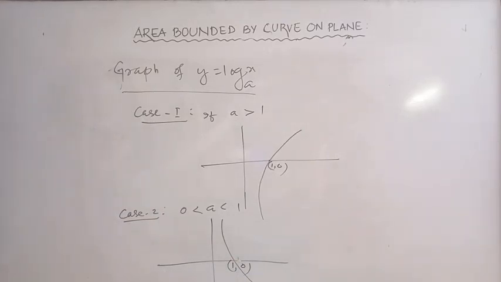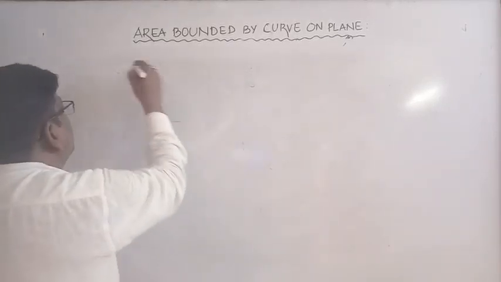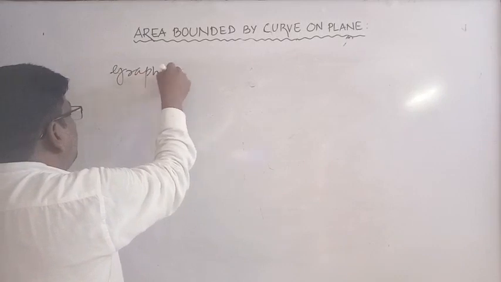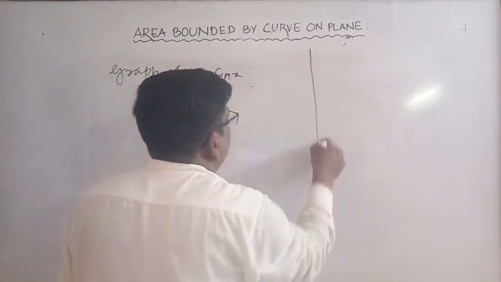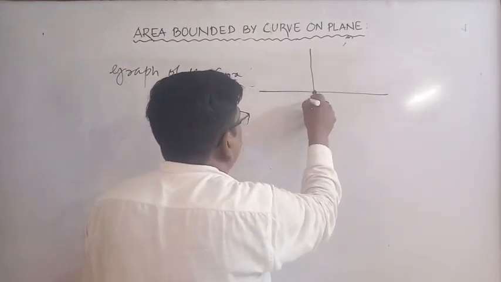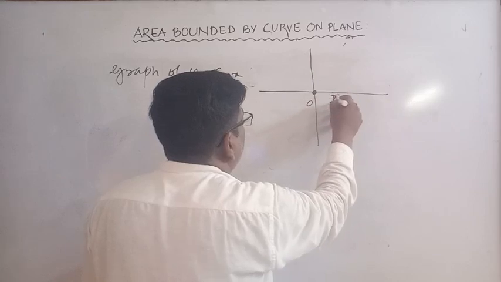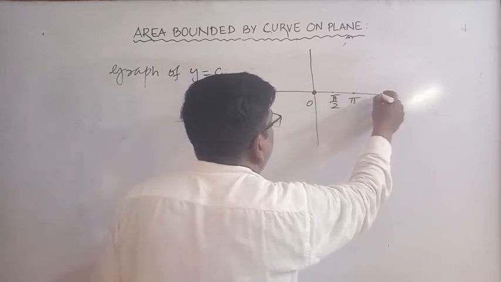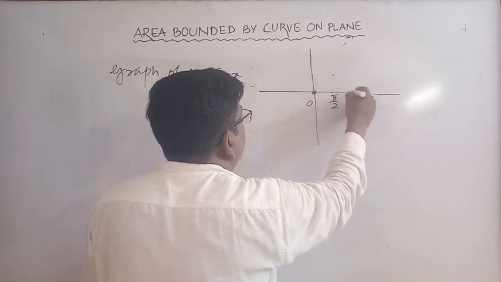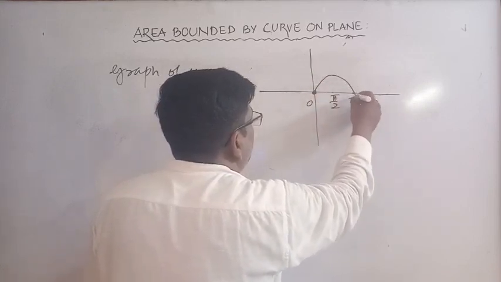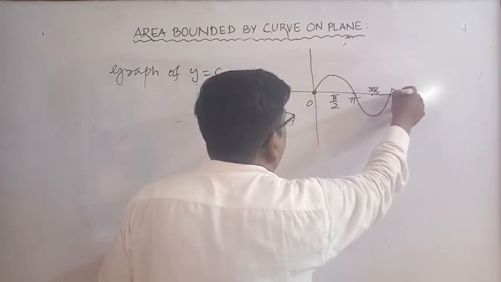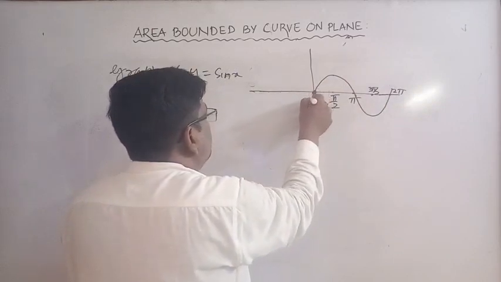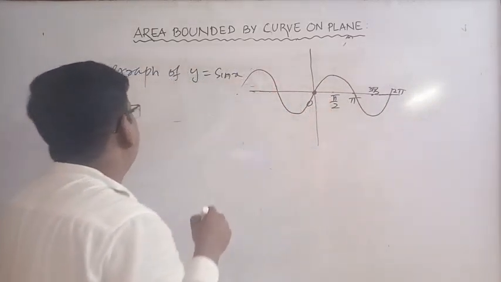Now graph of another function. Graph of y equal to sin x. Sin 0 is 0. This is 0, this is pi by 2, and this is pi. So sin 0 is 0, sin pi by 2 is 1, sin pi again 0, and like this. This is 3 pi by 2 and this is 2 pi. Similarly, this is the graph of sin x.